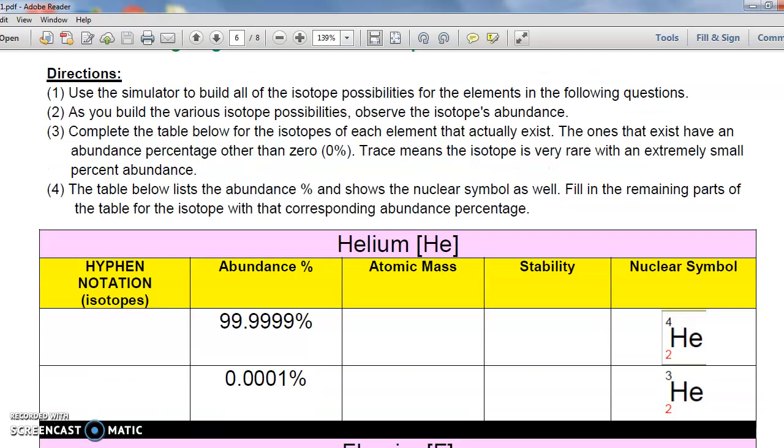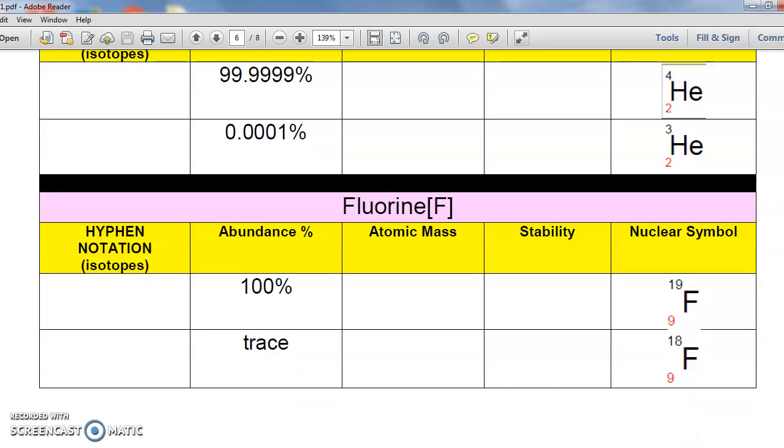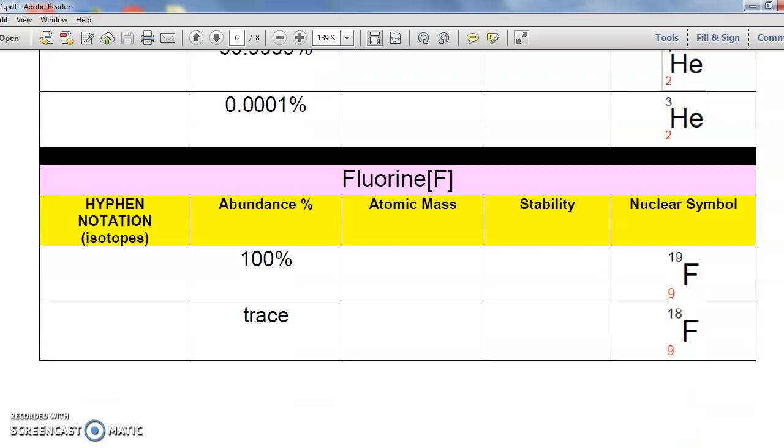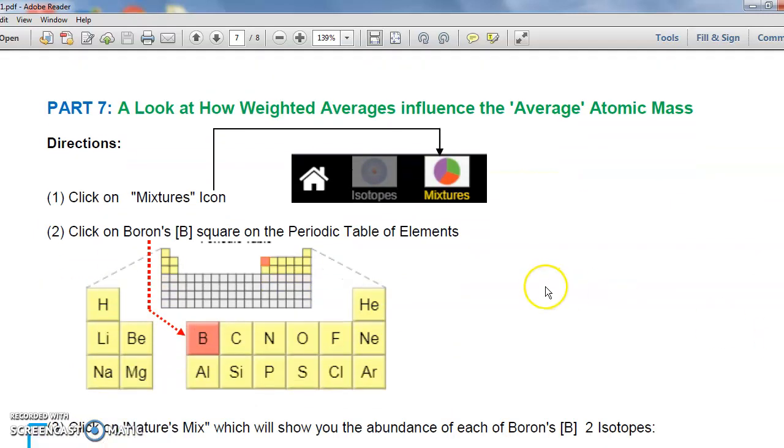In part 6, there's 2 other ones, helium and fluorine. Those are 2 of the other symbols on the periodic table that we didn't mess with their isotopes. You need to build the isotope that is 99.9999% abundant, and then build the 0.0001% isotope. You'll do the same for fluorine. You'll build a couple of the fluorine's isotopes and fill out the table. And then we go to the other part.